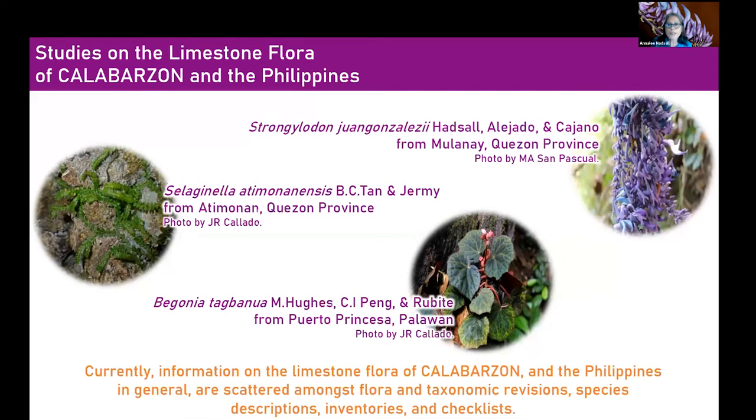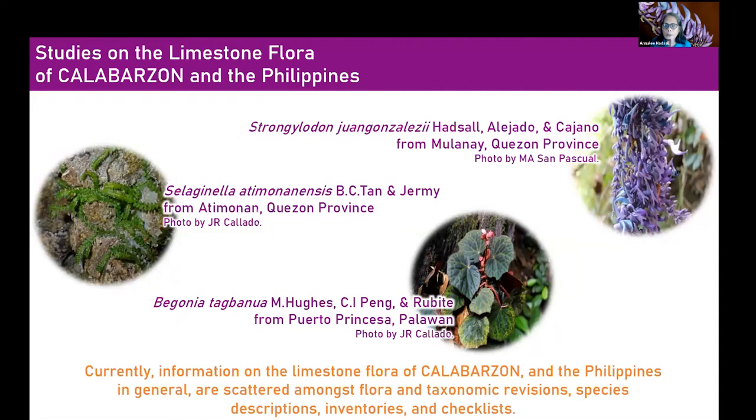So among these, sabi natin 5 years ago, very important would be this species named after Dr. Juan Carlos Gonzalez, Strongylodon juan-gonzalezii. It's a limestone species, but we also have seen this in one of the caves in Bani, Pangasinan, sa Pelpel Cave. Nandun siya sa cave entrance ng Pelpel Cave. So this is the 8th species of Strongylodon discovered in 2016, and that also placed the Philippines as the center of diversity for Strongylodon. Not for species of Juan Gonzalez, but for the genus Strongylodon, the center of diversity would be the Philippines. Okay.